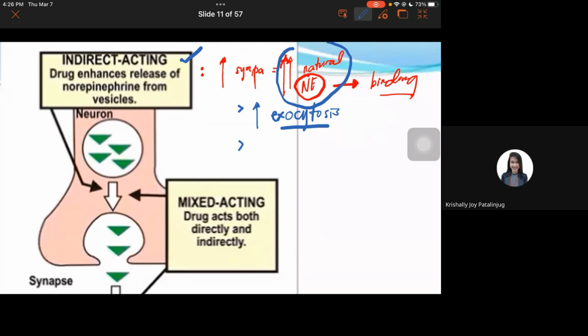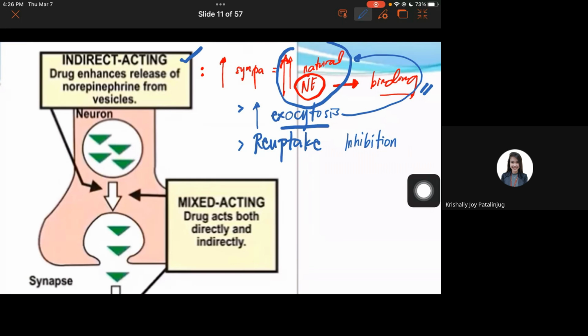Okay? Now, if you understand exocytosis, enhancing exocytosis, you could relate that to enhancing level of natural norepinephrine, di ba? With this mechanism, talagang ang end result na enhance niya yung availability ng norepinephrine available for binding. Okay? The other mechanism ng mga indirect acting drugs, pwedeng via reuptake inhibition. Reuptake process inhibition. Or sila yung mga gamot na tinatawag na reuptake inhibitors.